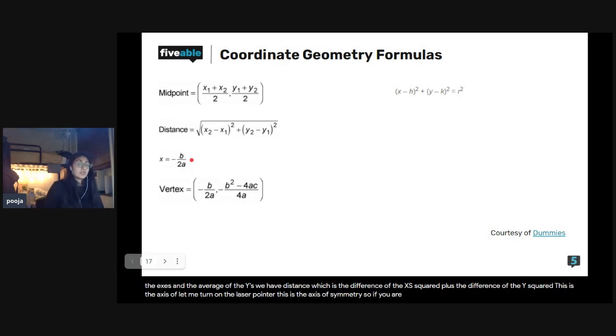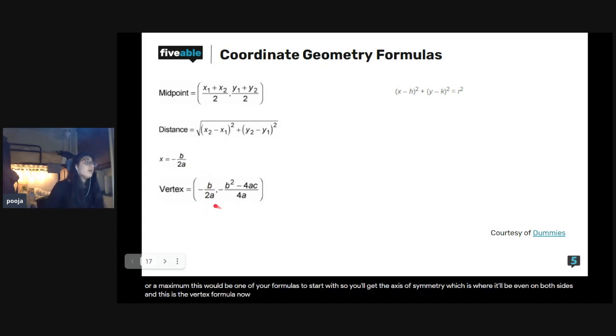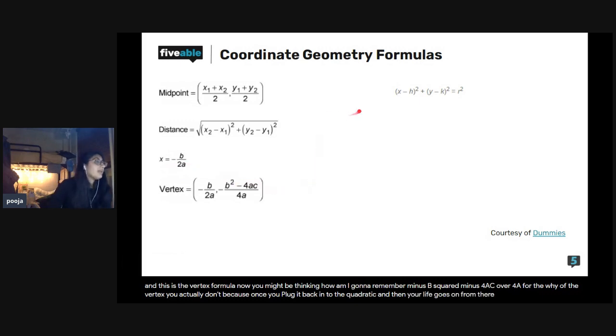So if you are dealing with quadratics and you need to find a minimum or a maximum, this would be one of your formulas to start with. So you'll get the axis of symmetry, which is where it'll be even on both sides. And this is the vertex formula. Now, you might be thinking, how am I going to remember negative b squared minus 4ac over 4a for the y of the vertex? You actually don't, because once you figure out negative b over 2a, you can just plug it back in to the quadratic, and then your life goes on from there. Okay?